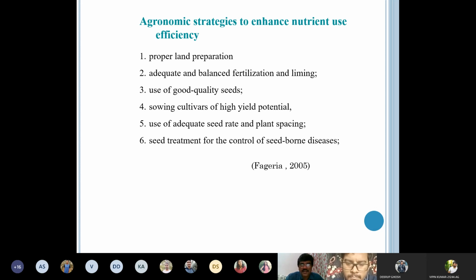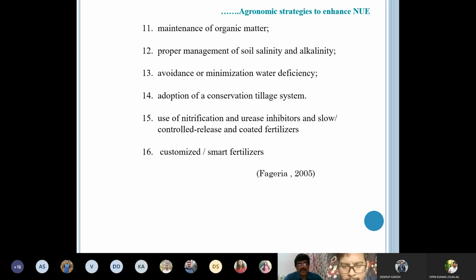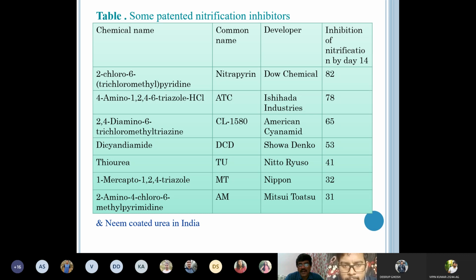So seed treatment, adequate seed, control of soil erosion, use of proper rotation, and top dressing nitrogen are important. In case of nitrogen, you should go for split application. If your soil is light, go for at least 3 to 4 split applications of nitrogen. If your soil is heavy, go for 2 to 3 splits. You can go through all these points, and use of nitrification inhibitor is very, very important. These are chemical nitrification inhibitors which have been added in urea to improve its nitrogen use efficiency.